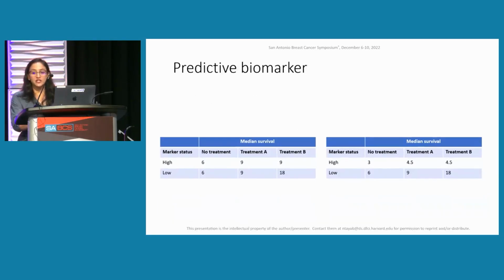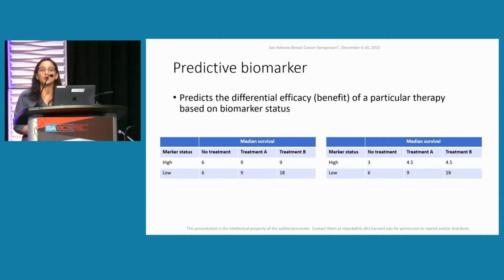For that, you need a predictive biomarker. A predictive biomarker will predict differential efficacy or benefit of a particular therapy based on biomarker status. So here in the table on the left, we have a purely predictive biomarker. When there's no treatment, there's no difference between patients with marker high or marker low. However, when you have marker low, there is a differential benefit for treatment B versus treatment A. And so this is what I mean by a predictive biomarker.